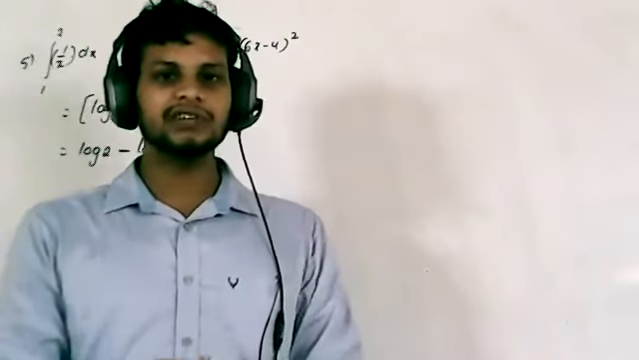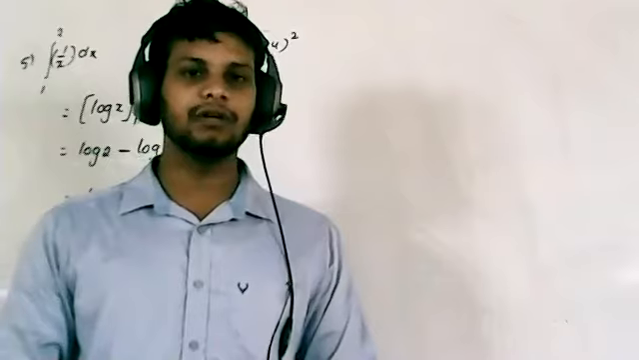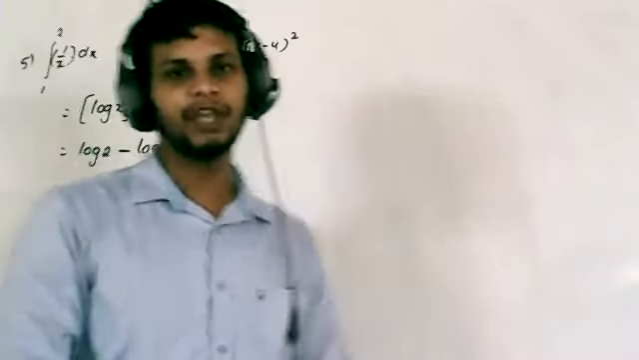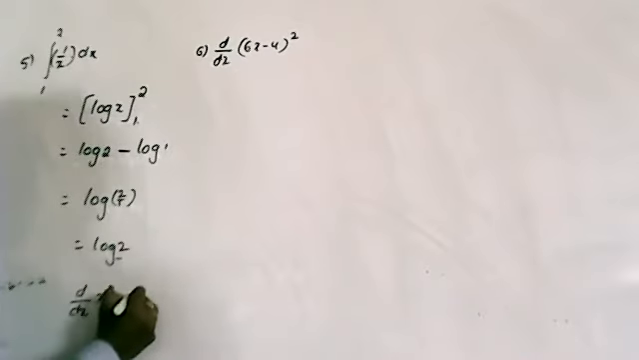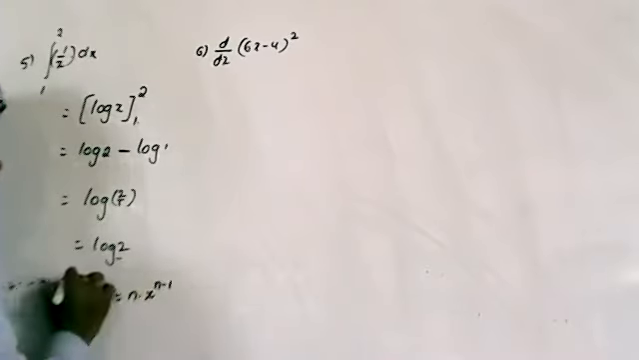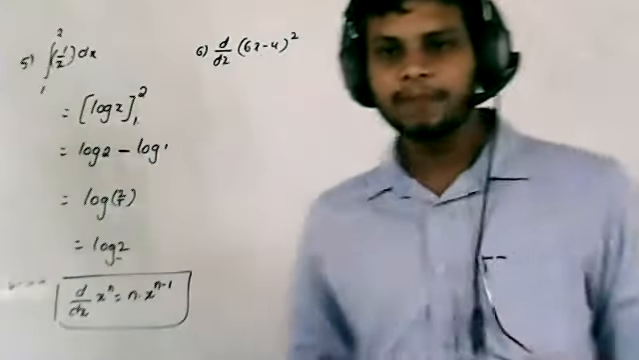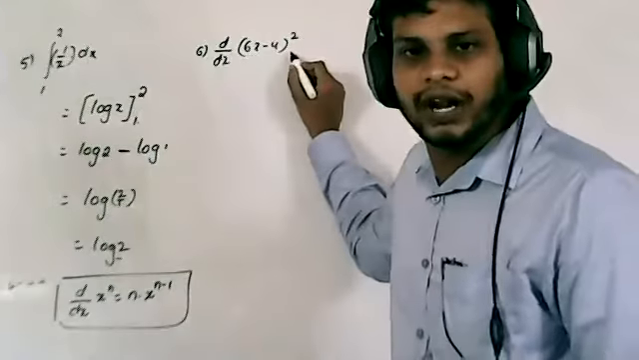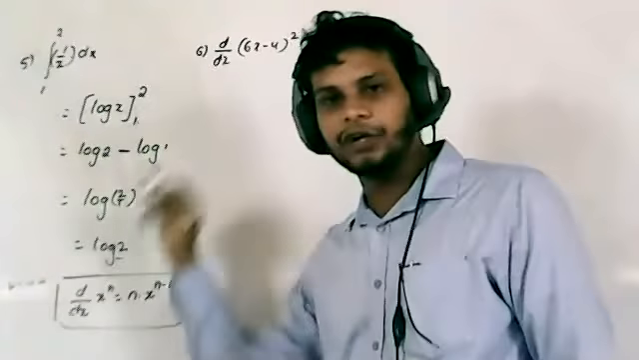So in such cases, we can use the formula: d by dx of x power n is equal to n into x to the power of n minus 1. I already told such kind of problems. Now remember, this entire term looks like some value into power n.